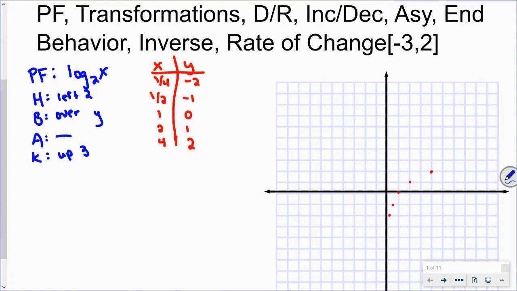And now we'll go through these movements to shift it. So we're going to go left 2, over the y-axis, and up 3. So left 2, over the y-axis, this one stays, and then up 3. Left 2, over the y-axis, up 3. This is left 2, so 1, 2, over the y-axis, here, up 3. 1, 2, 3. And then left 2, 1, 2, over the y-axis, up 3.